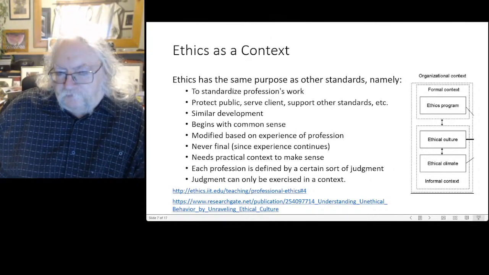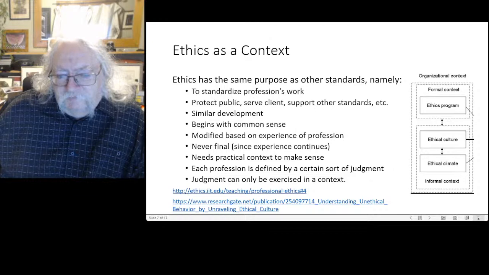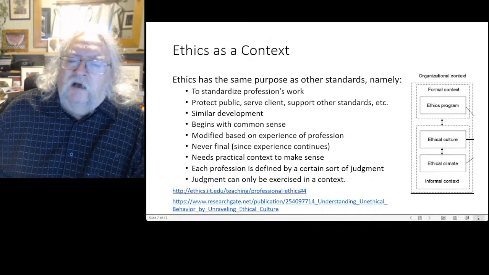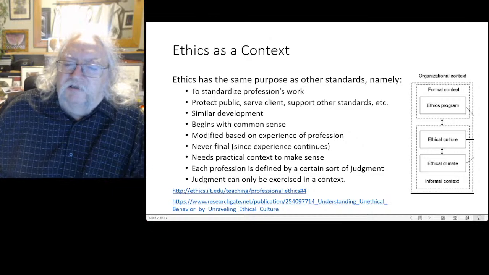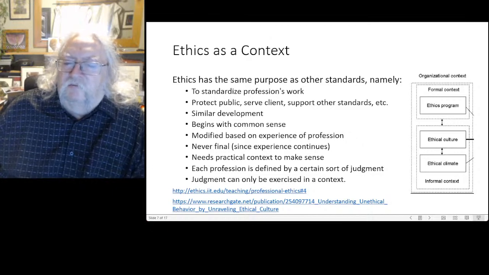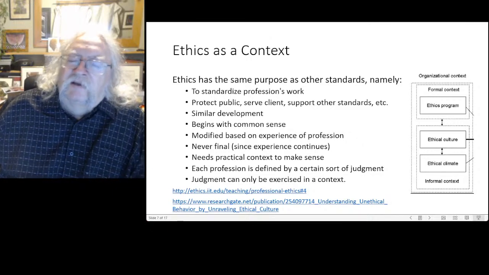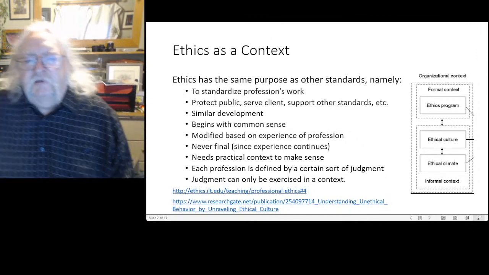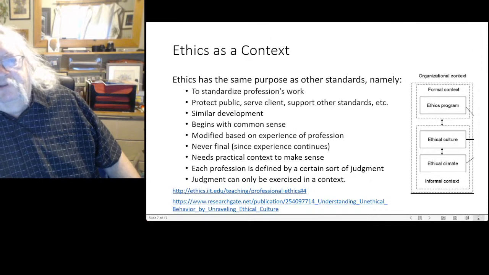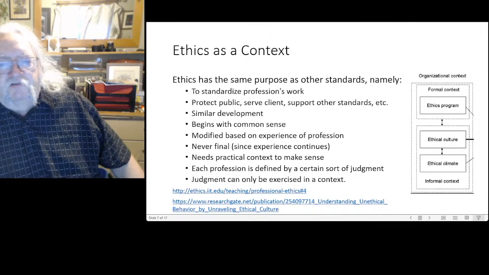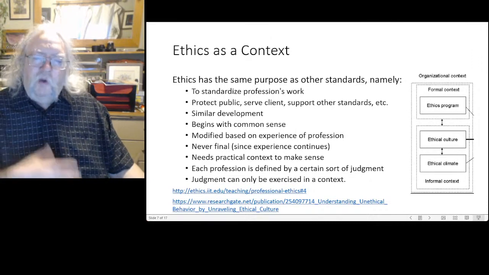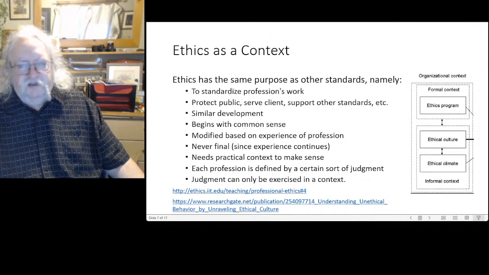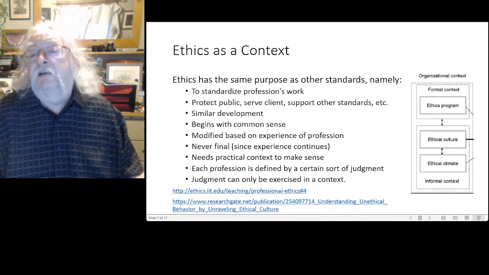So, here, I'm getting this from the IIT website, which offers work on professional ethics. And I put this in here just because of the way it's phrased, as well as the list of items that it covers. And the way it puts it, ethics has the same purpose here as other standards.